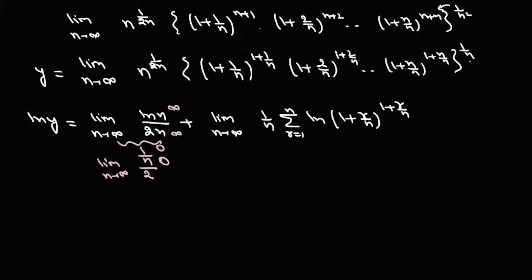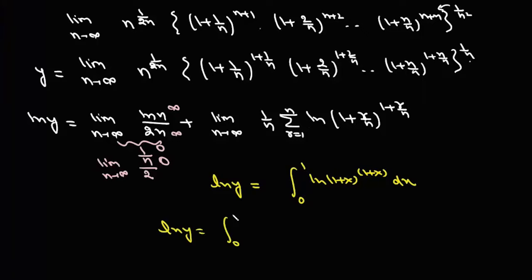So we can write log y will be equal to this integral of log (1 plus x) to the power (1 plus x) dx, and when r is 1, x is 0, and when r is n, x is 1. So it will be this log y, and it will be equal to the integral from 0 to 1 of (1 plus x) log (1 plus x) dx.